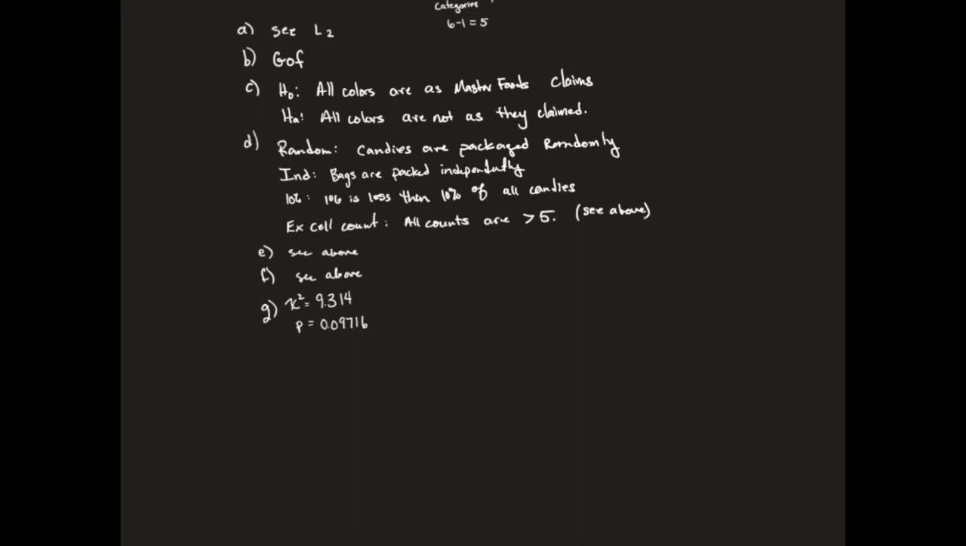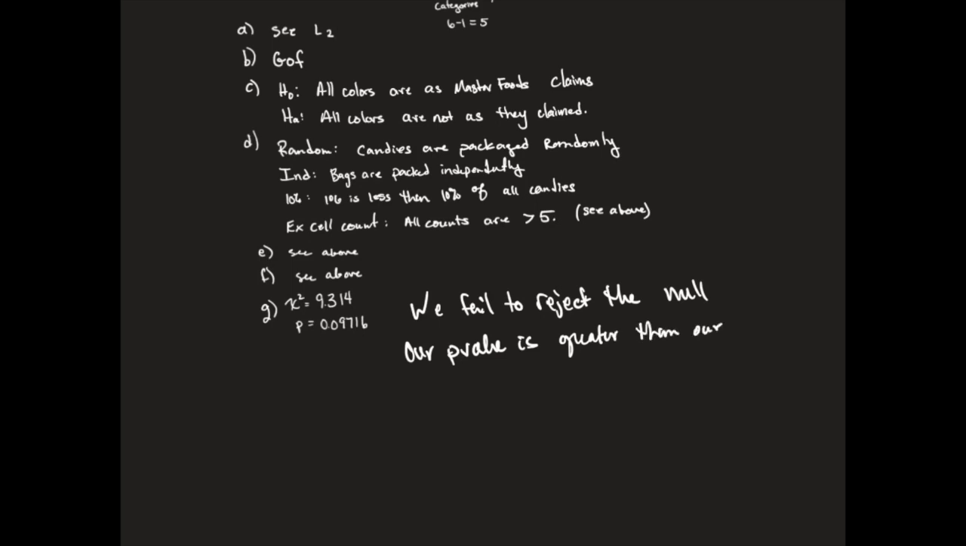So now we're going to basically write our conclusion out for part G. And finally, for the conclusion, the p-value is 0.097, so that's almost 10%. So we're going to fail to reject our null in this case. We do not have enough evidence to say that the candies are packaged any differently than what the manufacturer claims they are. Or you could write it straightforward. You could say the candies are packaged as the manufacturer claims, or the candies seem to be packaged as the manufacturer claims they are.